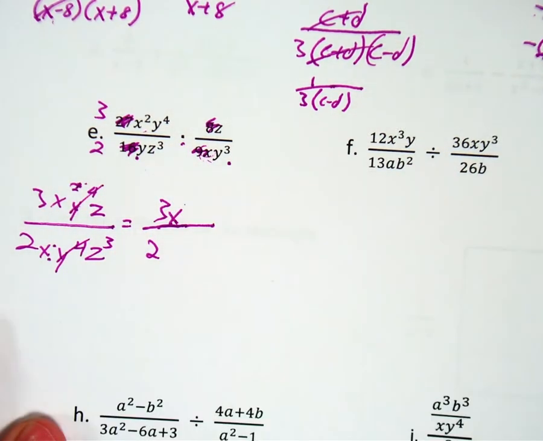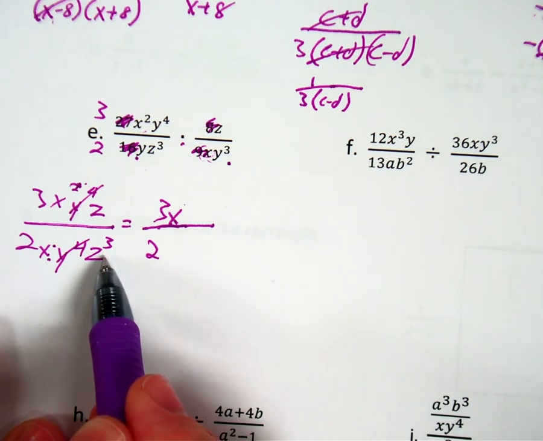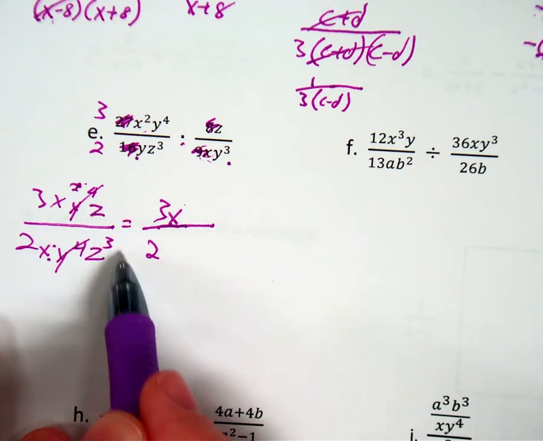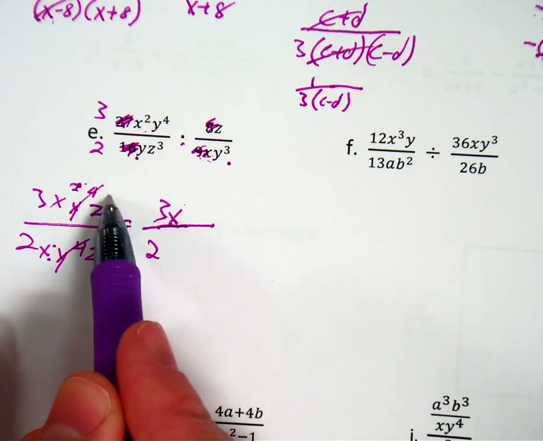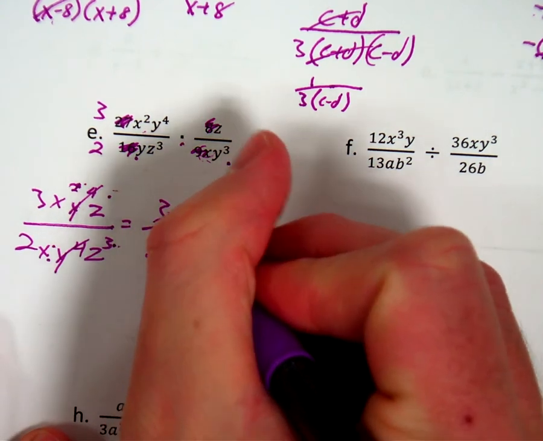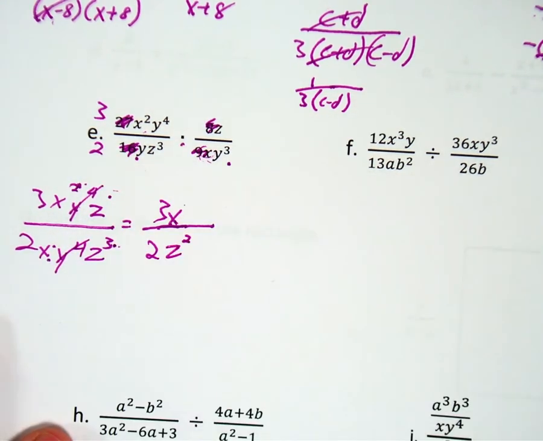Okay, z is bigger on the bottom, so when I subtract powers, my answer is going to go on the bottom. To the 3rd minus the 1st, 3 minus 1 is going to be z squared on the bottom. All right.